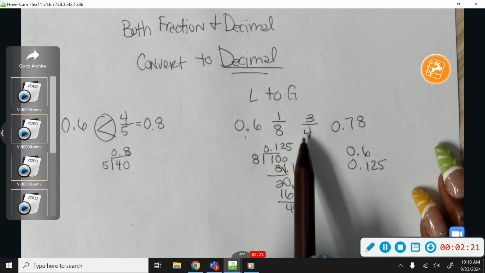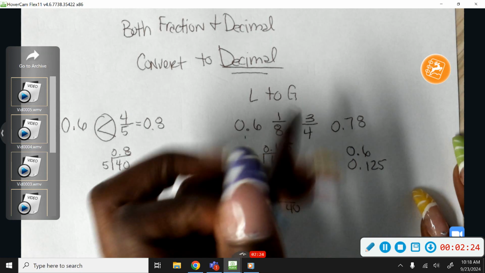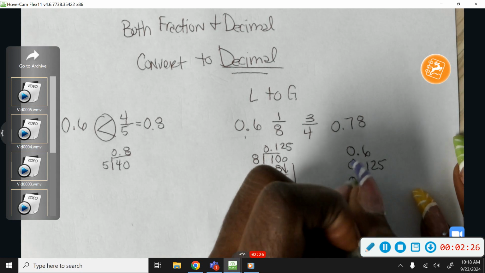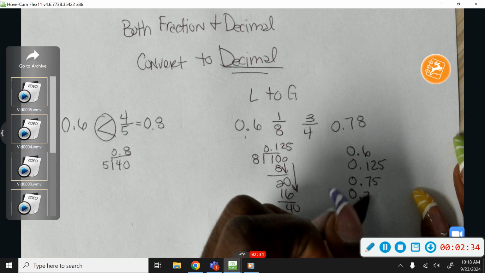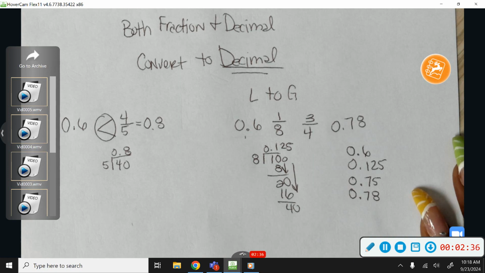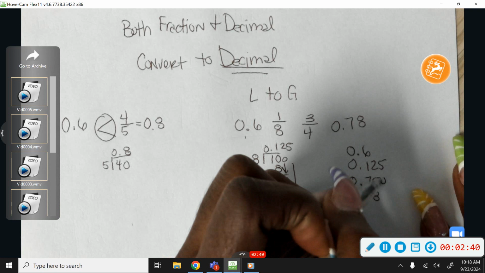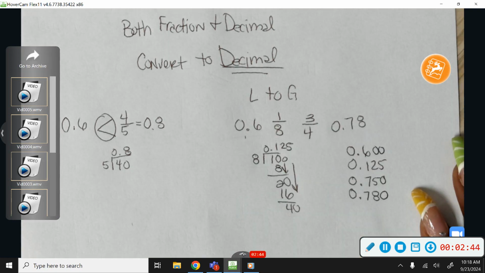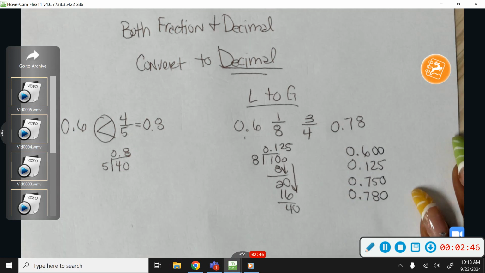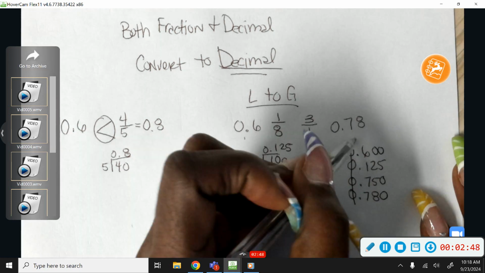3/4 is one of our friendly numbers, so we know it's counting by quarters or 25 cents. So if I have 3/4, I have 75 cents, and then I have 0.78, which is already a decimal, so that it does not need to be converted. I'm going to add my placeholders where needed, and then I'm going to compare and put it in order from least to greatest. These are the same, so I'm going to go to my next number.